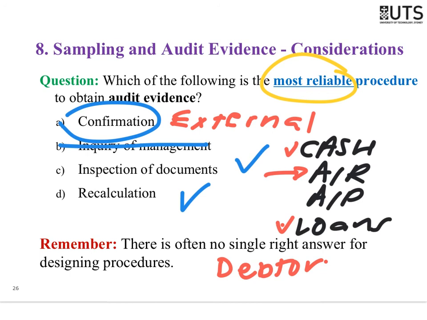Now, we draft it up and we send it to a customer and we say, is it true that you owe the business this much money? Now, here's the most important part of this. By getting a response from the customer, what assertion does that gain comfort over? What do you think is the main assertion we gain comfort over by them responding?